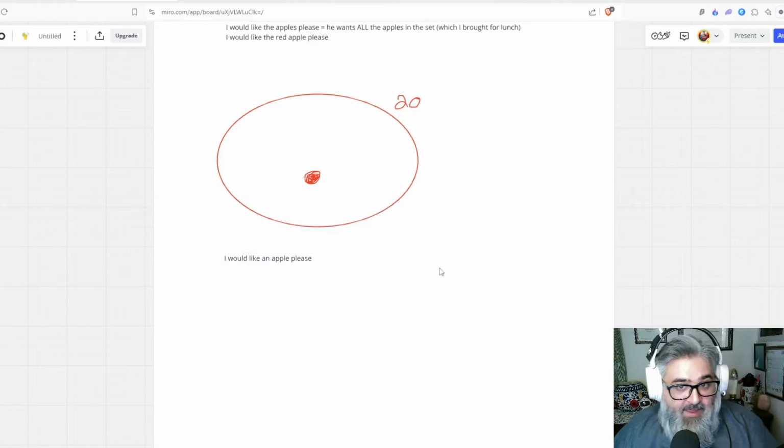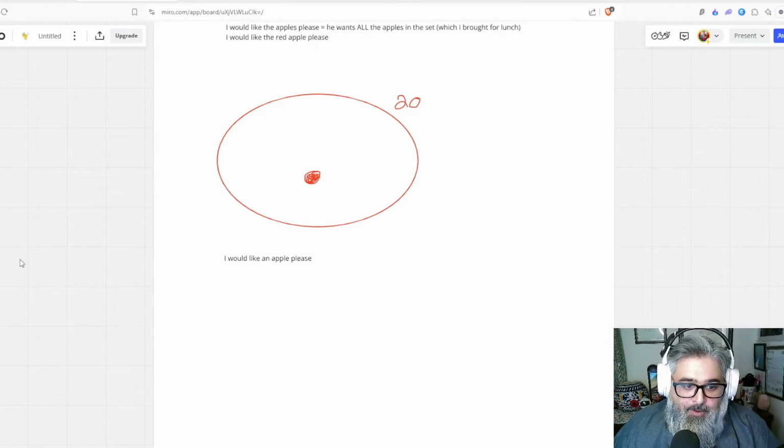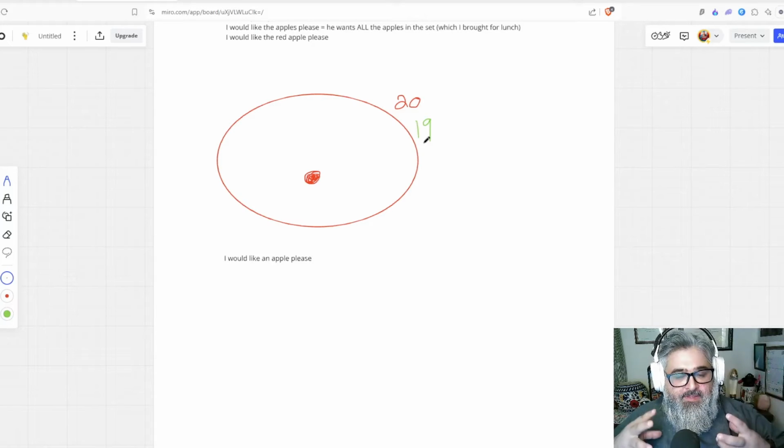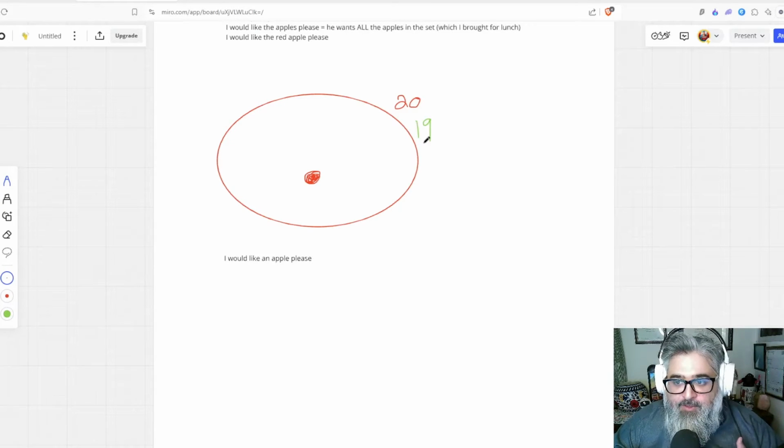We could modify the set. So suppose there are 19 green apples. Okay, actually, let's look at that example. What would happen if the 19 green apples were here? We already know if he wants the red apple, we're narrowing the set down to just the one red apple by using a modifier, which is the red apple. So he would say, I would like the red apple, please. This is how you would use a modifier, the red apple. Red apple is the modifier. We use that to narrow the set down to just one, and he wants everything in that set.